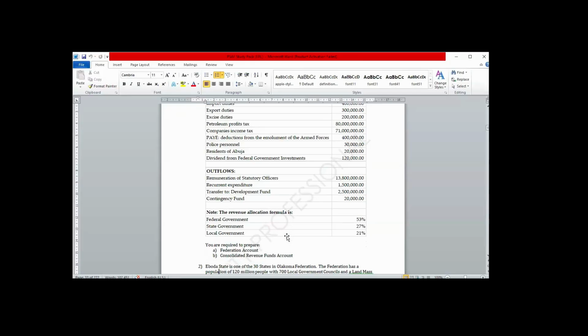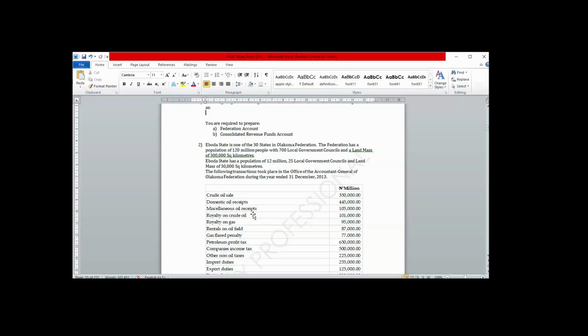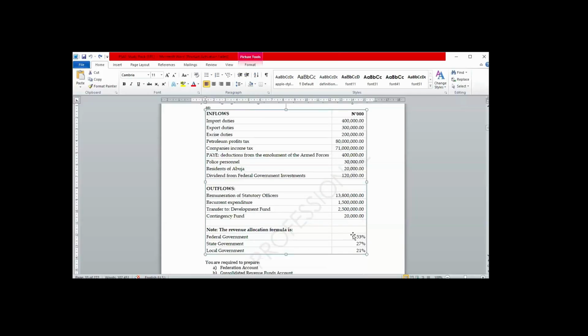And if you look at the revenue allocation formula, do you understand? There is an adjustment here that we also need to look at. This one was as a result of rounding up of a figure. Now, I will do the adjustments later. Now, what I'm saying is this. This one is not 52.52.